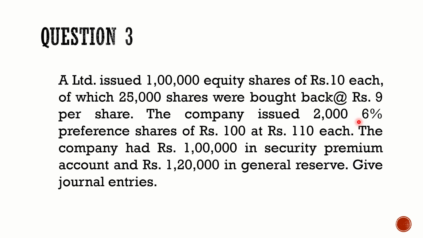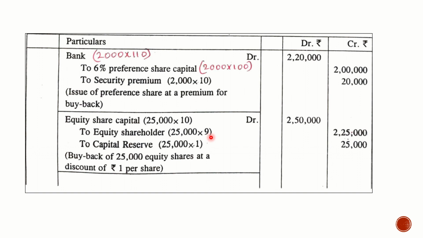So 2000 preference shares were issued at rupees 110 each, but the nominal value was rupees 100. Actually the buyback was done for 25,000 shares at rupees 9. Okay, 25,000 shares at rupees 9. So only a portion is done here. Only a portion of buyback is completed with the help of preference share capital. The rest of the portion should be met from the profit and the general reserve account or the securities premium account.